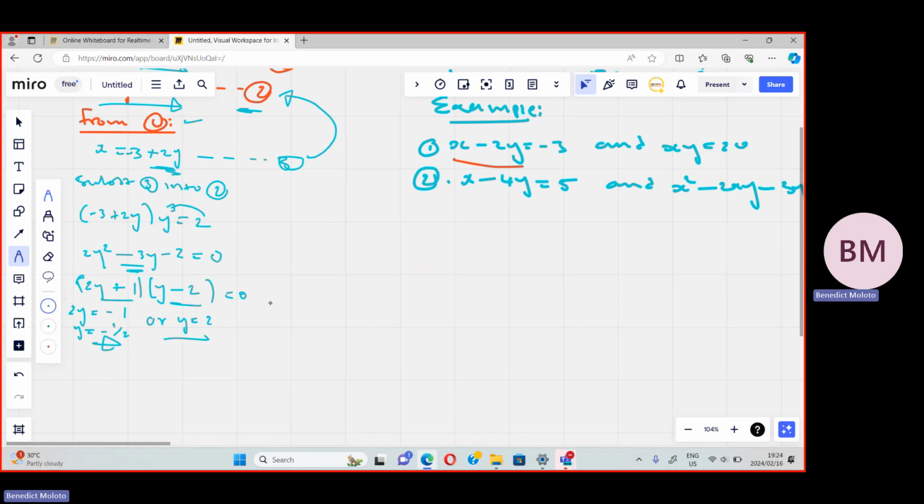Substitute them both. It's going to be x equals -3 plus 2 times -1/2, and we get our answer as -2, -4. Because negative multiplied by negative gives -1, so it's -4. Then x equals -3 plus 2 multiplied by 2. Then this is going to give us 1. Then to prove, you have to take your 1 and put it here.